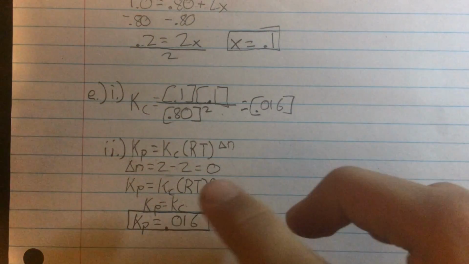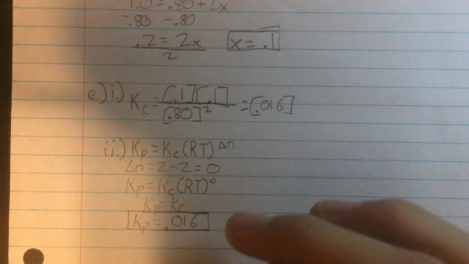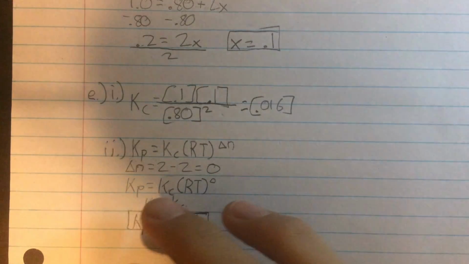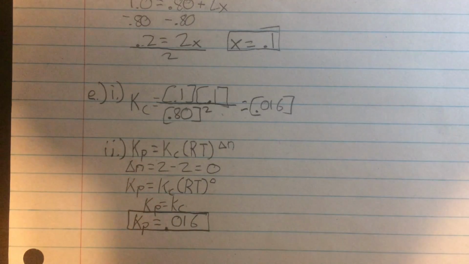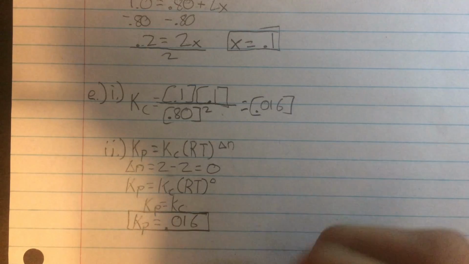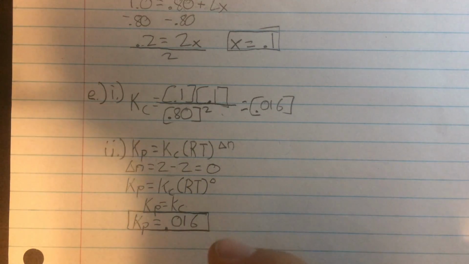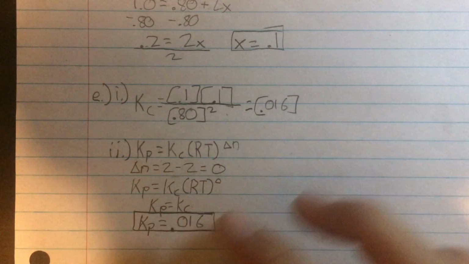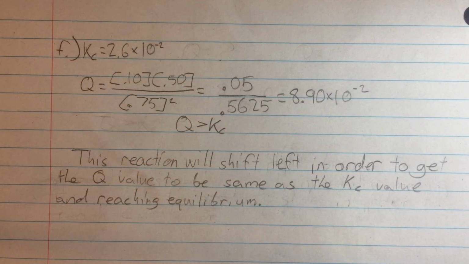For part E, section 2, we're asked to find Kp. So Kp equals Kc (RT) to the power of delta n. So we know that delta n is 0 because the products are 2, and 2 minus 2 is 0. So now we have Kp equals Kc (RT) to the power of 0, and anything to the power of 0 is 1. So it's Kp equals Kc, and we know Kc is 0.016, so Kp equals 0.016.